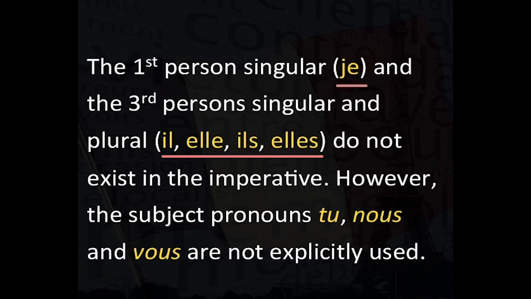However, the subject pronouns tu, nous, and vous are not explicitly used. Let me repeat. The first person singular, je, and the third person singular and plural do not exist in the imperative. However, the subject pronouns tu, nous, and vous are not explicitly used.